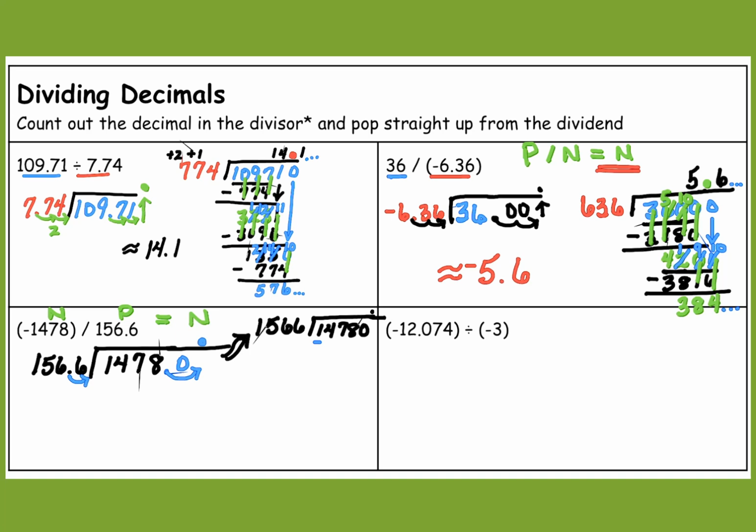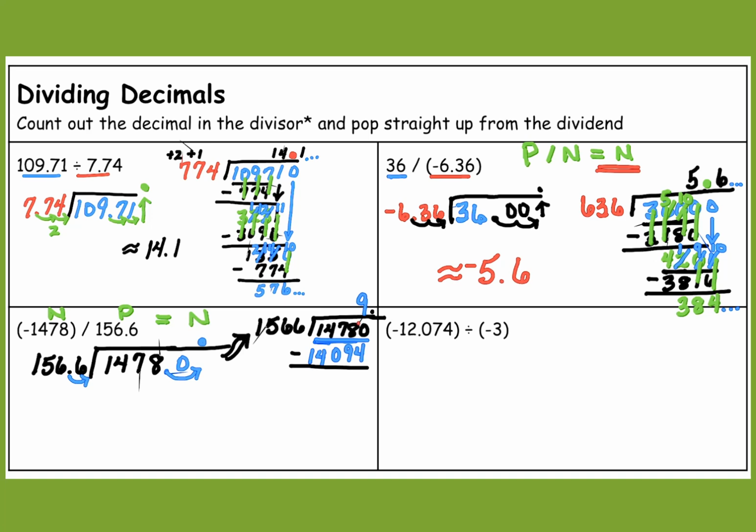So let's start. If we have 1, no. 14, no. 147, no. 1,478, no. But if we have 14,780, we can take out 1,566 9 times. 9 times 1,566 is 14,094. So we are going to now subtract those.